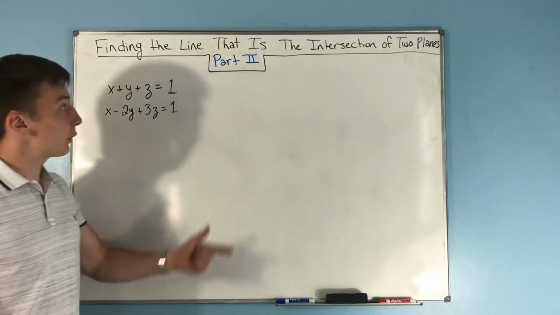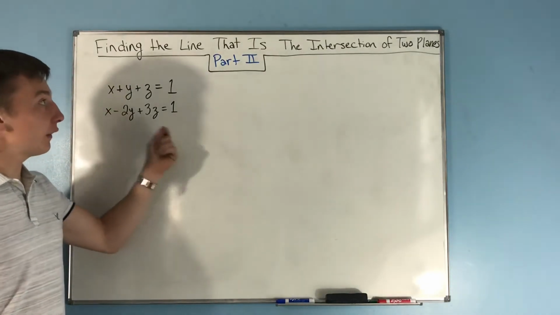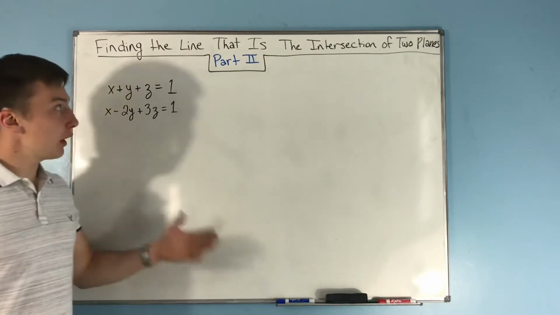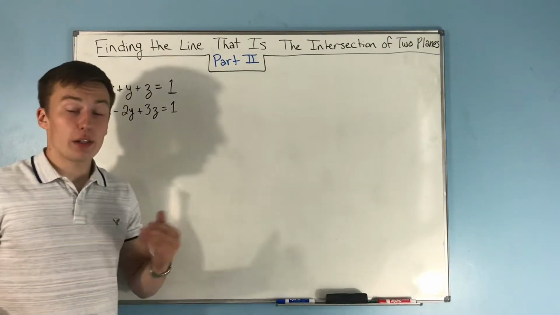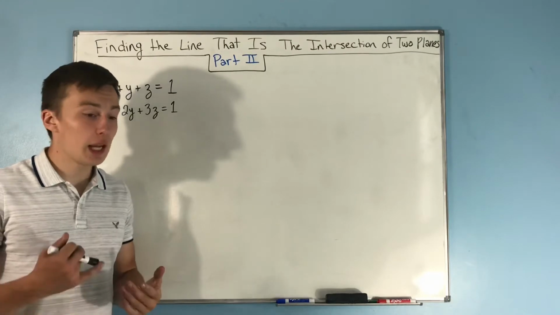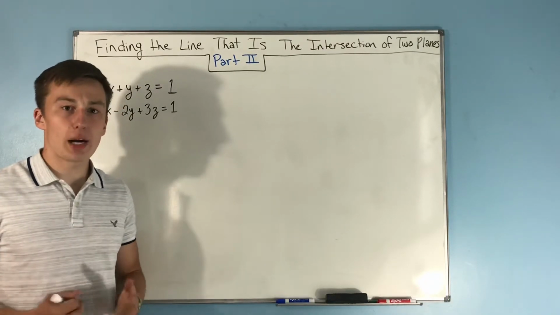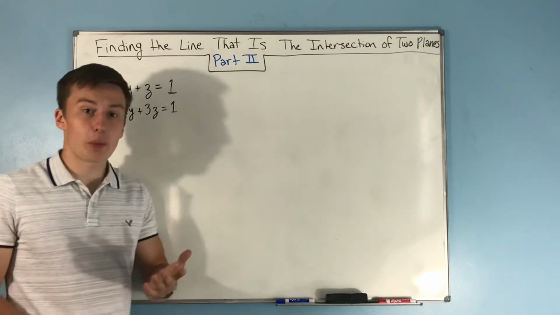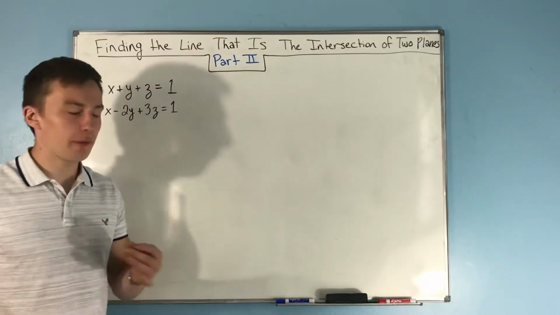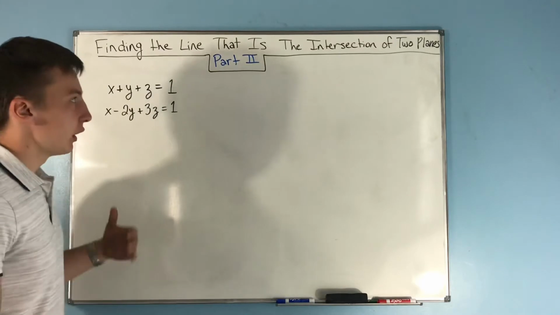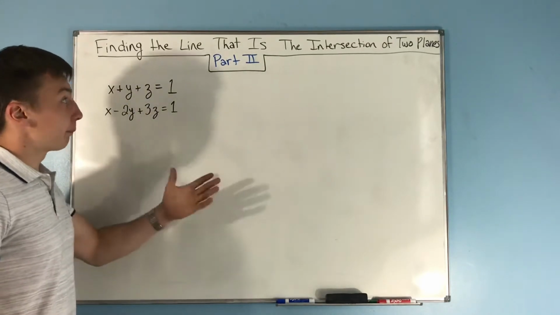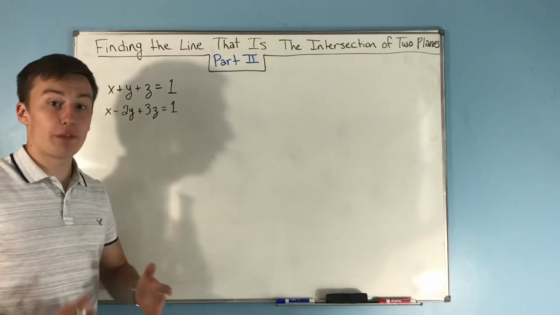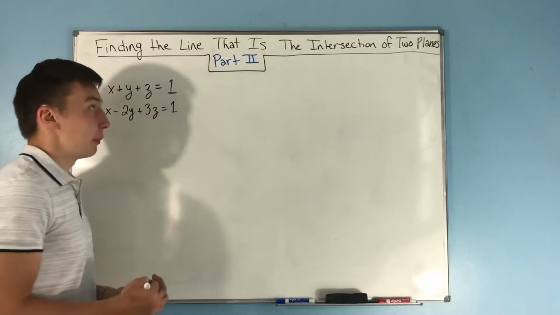Alright, so this video is going to be part 2 of finding the line that is the intersection of two planes. In the part 1 video we talked about the whole concept behind it, especially the part where we're trying to find the direction of the line. That was a concept that was a little bit tougher to grasp at first, at least it definitely was for me. But now we can just focus on doing the problem itself, now that we understand how it's supposed to be done.